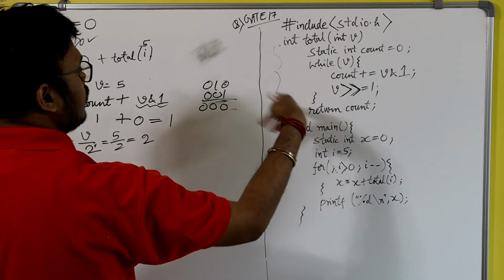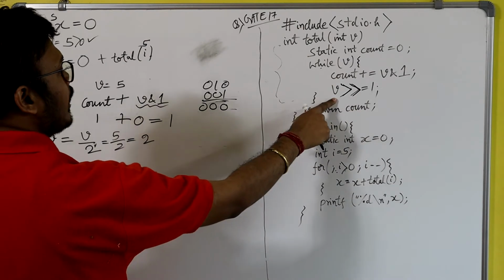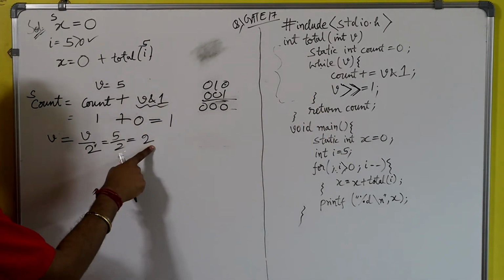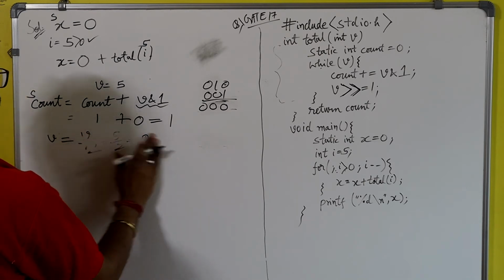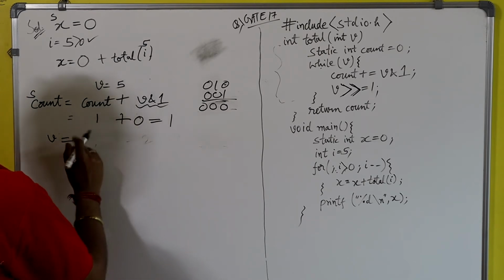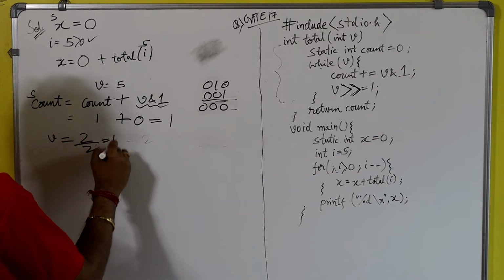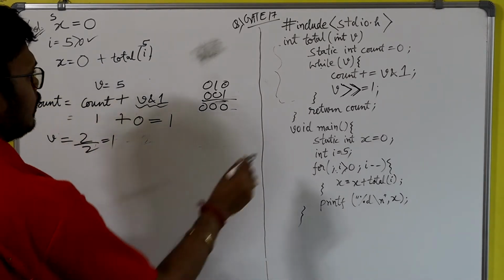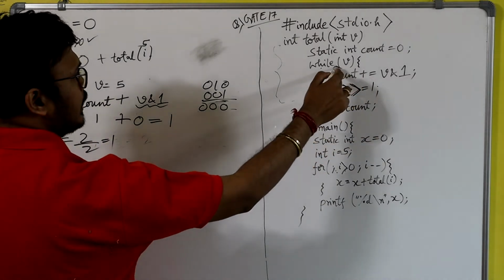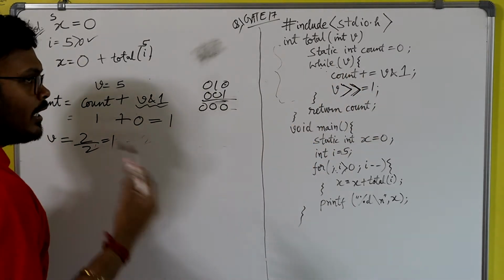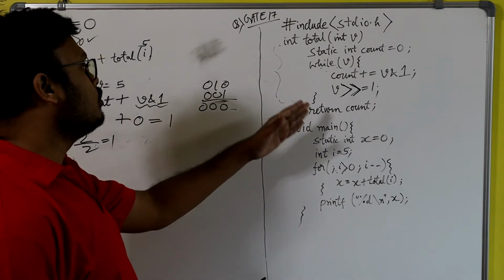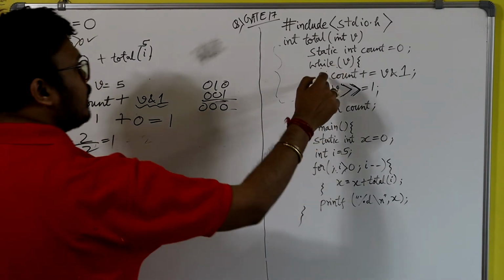Okay. So now after the execution of this line, let's come to this line. Here the new value of v will be divided by 2. What is the new value of v? 2. So 2 will be divided by 2. It will become 1. Now let's check the condition. While v, so while 1. While 1 is a true statement. So again it will enter the while loop.